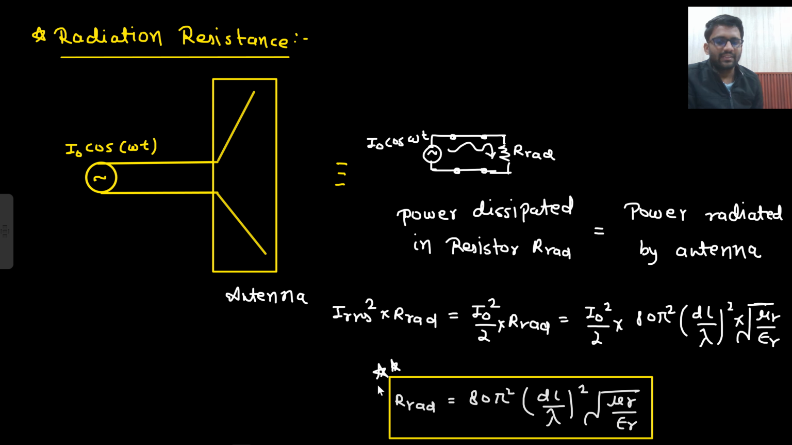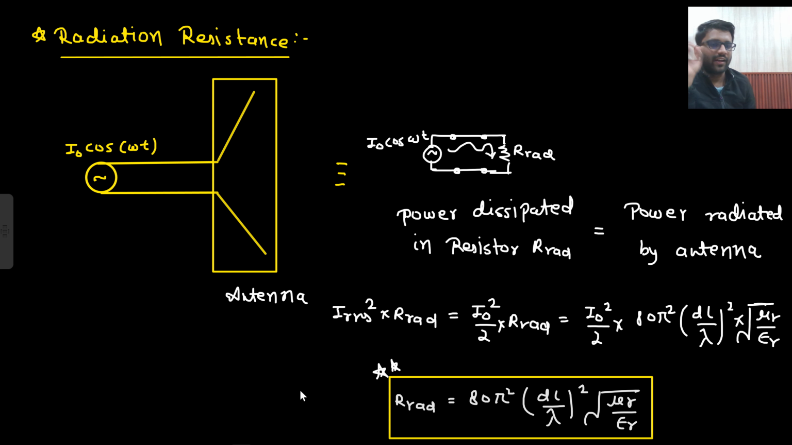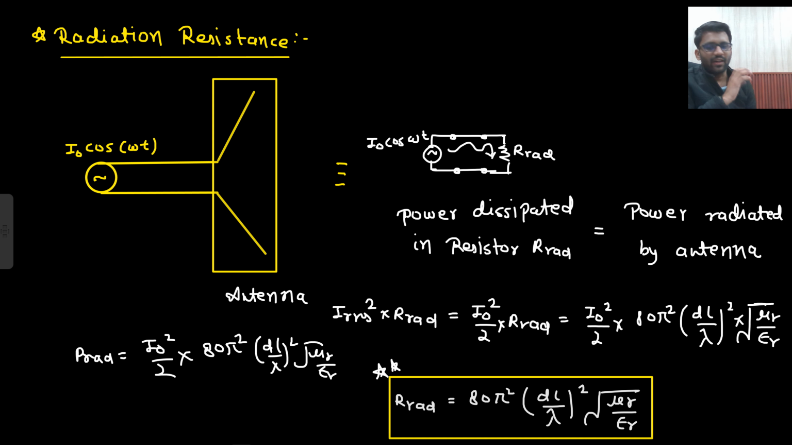So what I prefer is remembering the R radiated formula. I don't remember P radiated. I remember R radiated, and if I remember R radiated, can you tell me P radiated? Yes. That's why, from the source, I naught square by 2, I need to take the RMS value. So I naught square by 2 into R radiated. What is my R radiated? This is my R radiated: 80 pi square (dl by lambda) whole square under root mu r by epsilon r. So better remember R radiated.